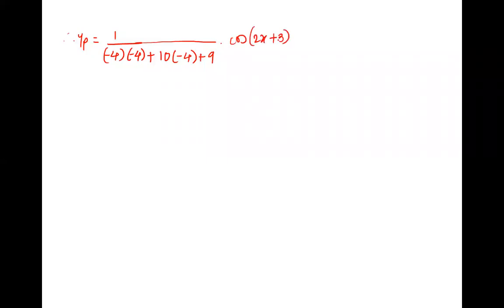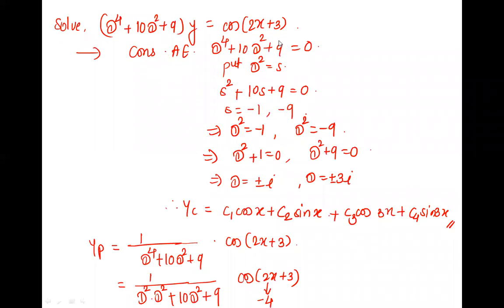Therefore, yp is 1 upon minus 4 into minus 4 plus 10 into d square, that is again minus 4, plus 9, into cos 2x plus 3 as it is. Correct?